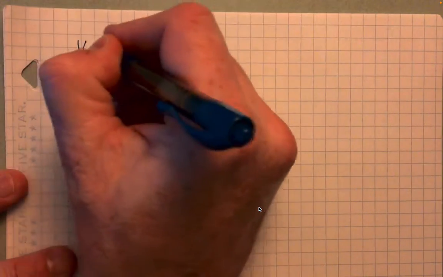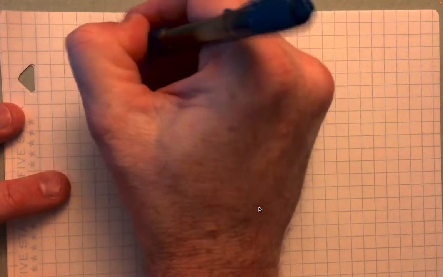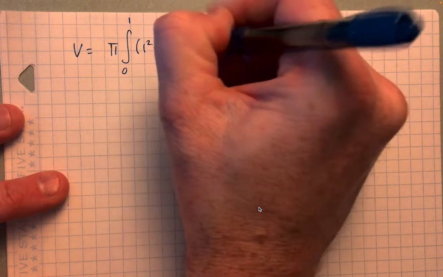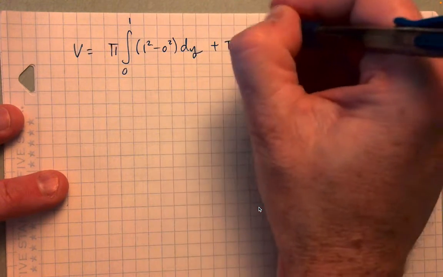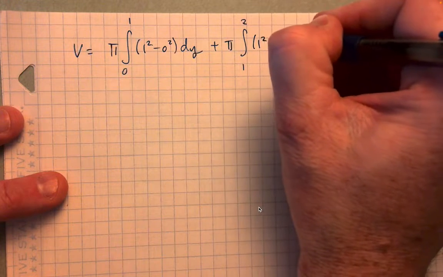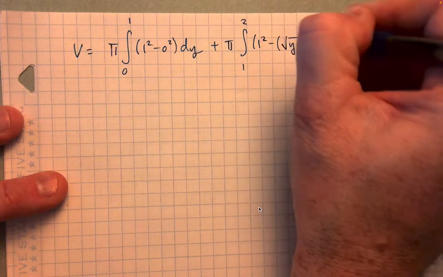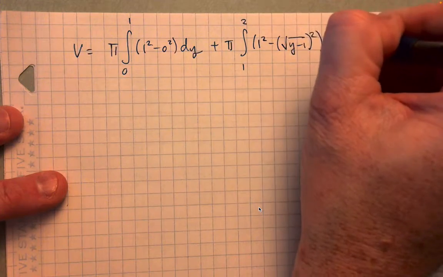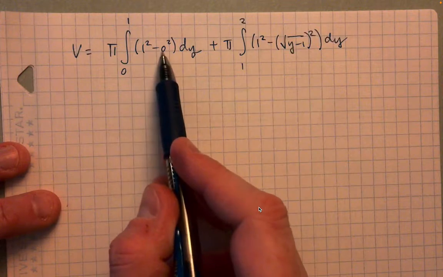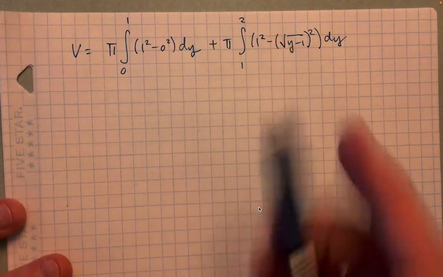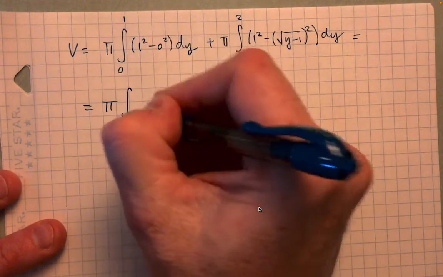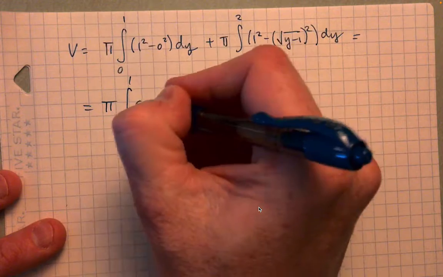So the volume then is equal to, just rewriting this here, pi times the integral from 0 to 1 of 1 squared minus 0 squared dy, plus pi times the integral from 1 up to 2 of 1 squared minus, just like so, right? Okay, so big R squared minus little r squared. Big R squared minus little r squared. Okay, and we can calculate this really quickly. This guy here is 0 to 1, and it's just 1 here, right? So it's just dy.